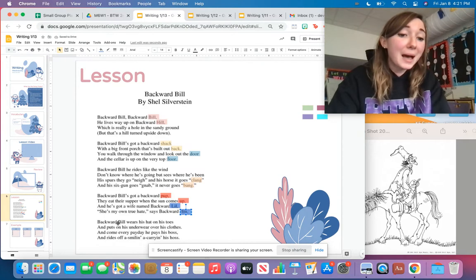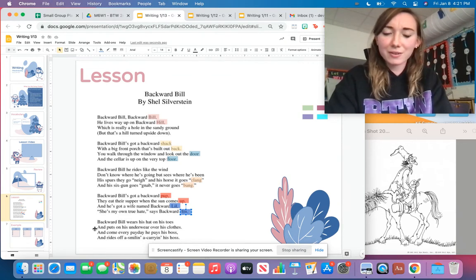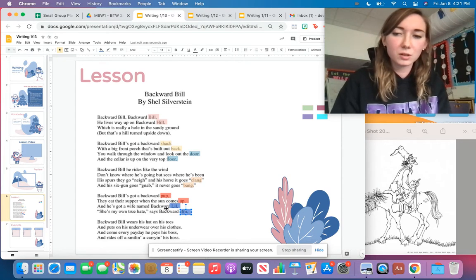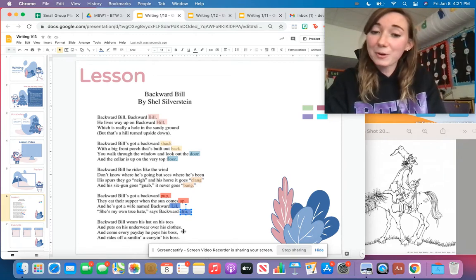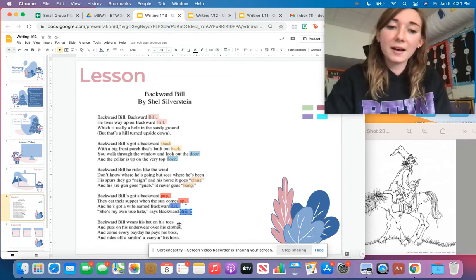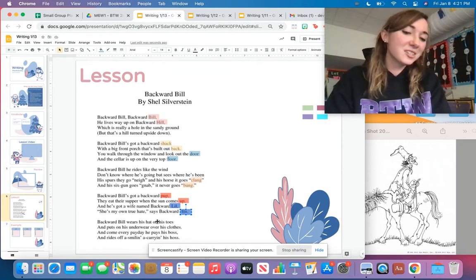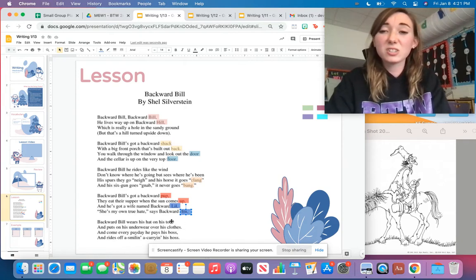Backward Bill wears his hat on his toes and puts on his underwear over his clothes. Do y'all hear a rhyme right there? Thumbs up, thumbs down. Toes, clothes. That one is very, very close. I think that it's close enough that it's just not quite. It's not quite. So there's the extra sound in clothes that's not in toes. But they are so, so close.